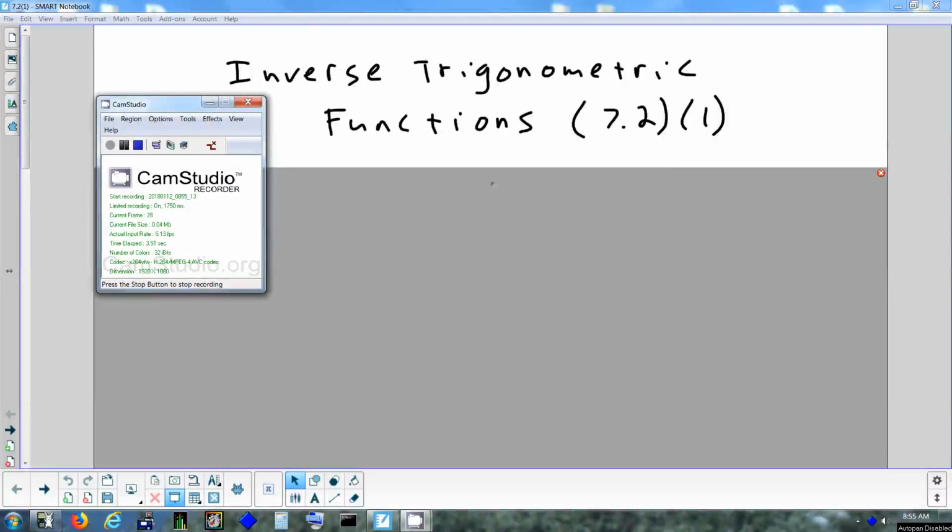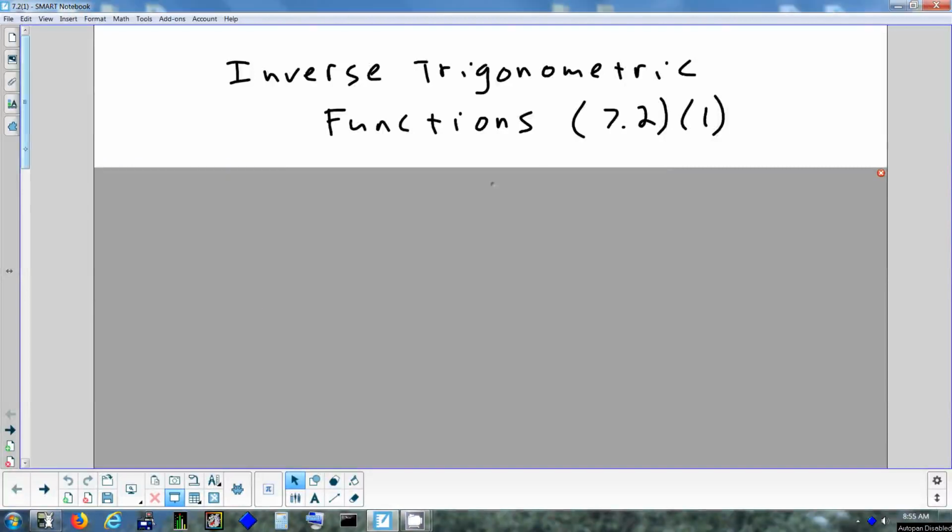All right, so today we'll take a look at the first part of section 7.2. Chapter 7, again, is called Analytic Trigonometry. We're going to look at graphing and solving equations. Some equations we solve with algebra, some we solve with the calculator. But today we're going to take a closer look at just one specific kind of trig function, and that's the inverse trig functions.